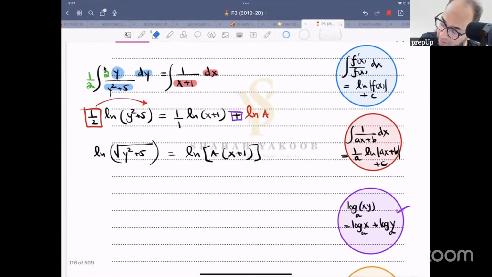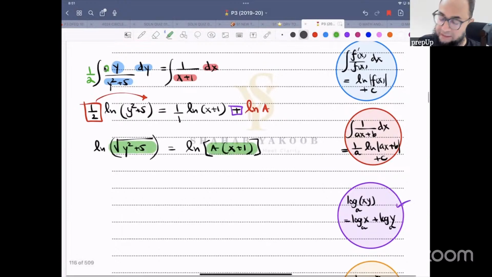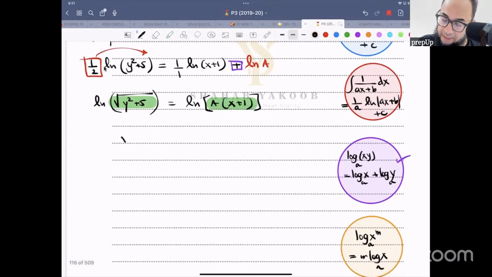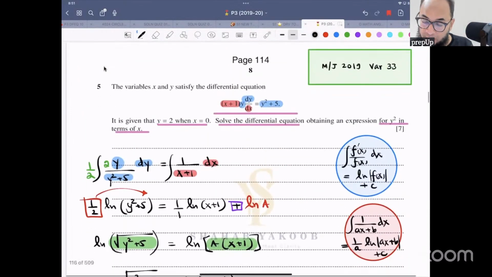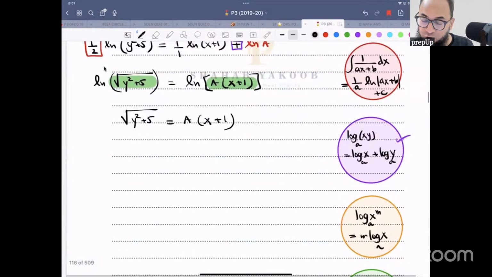So this is like one thing. This and this should be equal. So square root of y square plus 5 is a times x plus 1. So this is the general solution so far. Now I need to plug in the condition: y is 2 when x is 0.